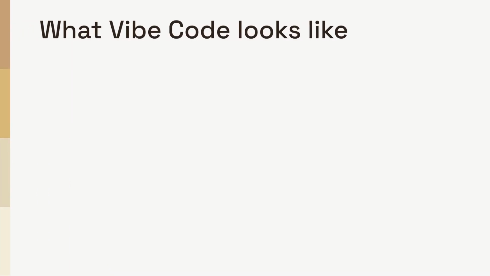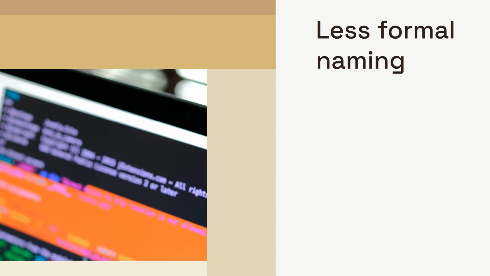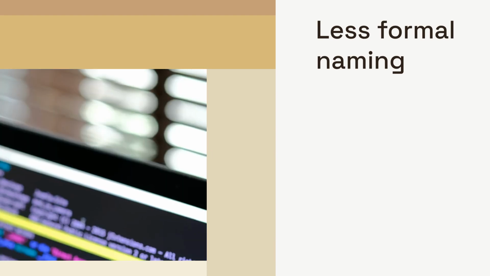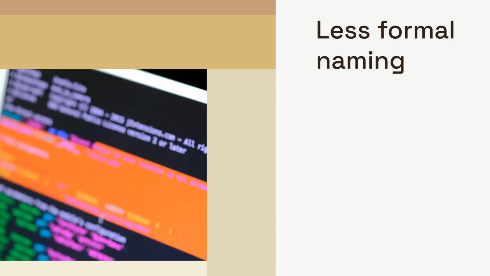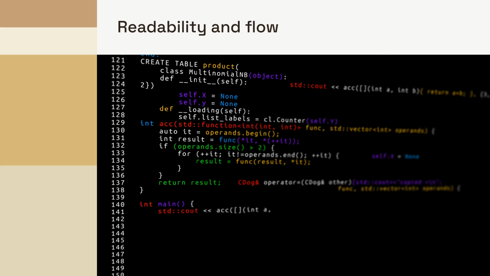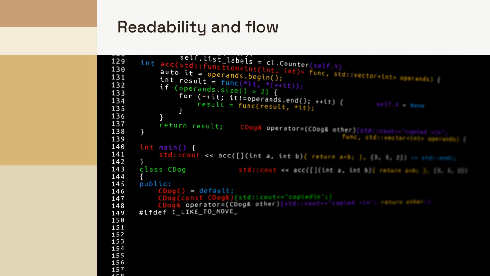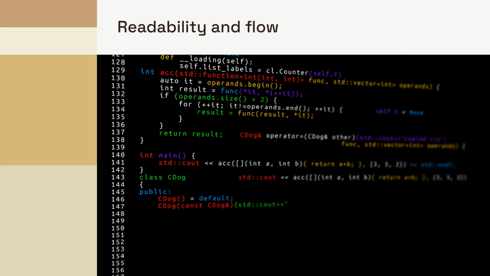So, if you were to read some vibe code, what characteristics would immediately stand out? A common trait is the use of variable and function names that are less formal or more humorous, perhaps using slang or inside jokes, rather than strictly adhering to documentation standards. The emphasis remains on readability, but through the lens of the individual developer. The code should flow naturally for them, often leading to unique formatting and commenting styles.